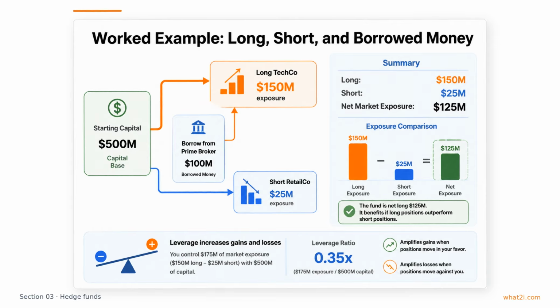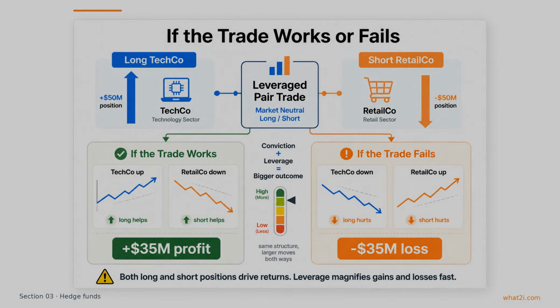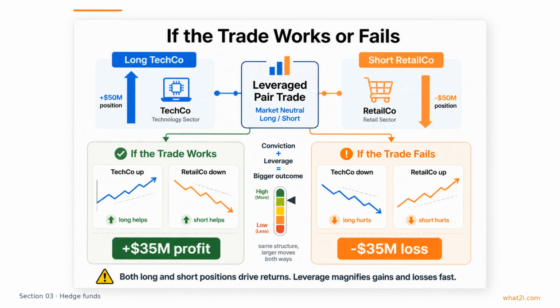This is a good example of how hedge funds use structure to shape return potential. That same structure can generate strong profits or equally sharp losses. If TechCo rises and RetailCo falls, both sides of the position help, and the fund may earn a $35 million profit.